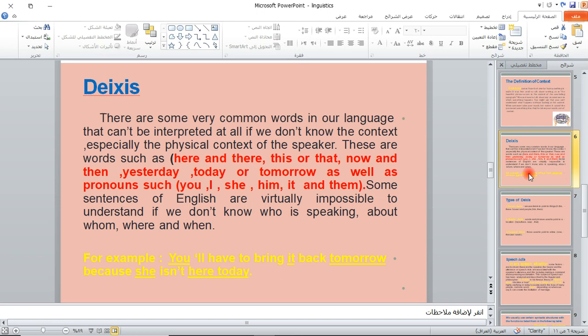Some sentences of English are virtually impossible to understand if we do not know who is speaking, the speaker المتكلم, about whom, the hearer السامع, where and when, أين ومتى. For example: you will have to bring it back tomorrow because she is not here today. We cannot understand the meaning of you, it, tomorrow, she, here, today without the context of the sentence.